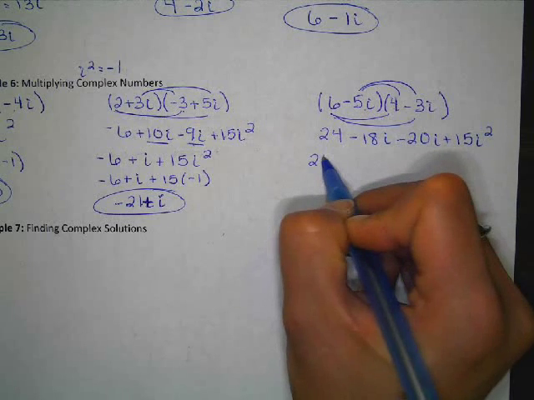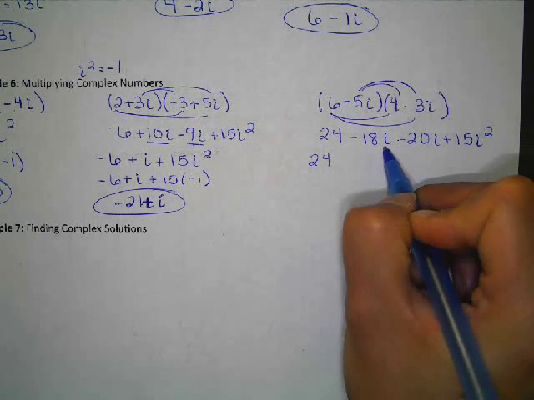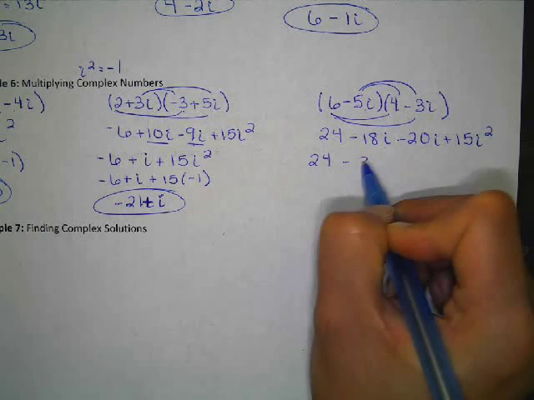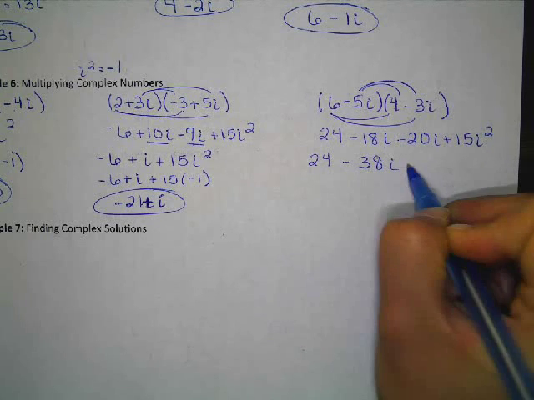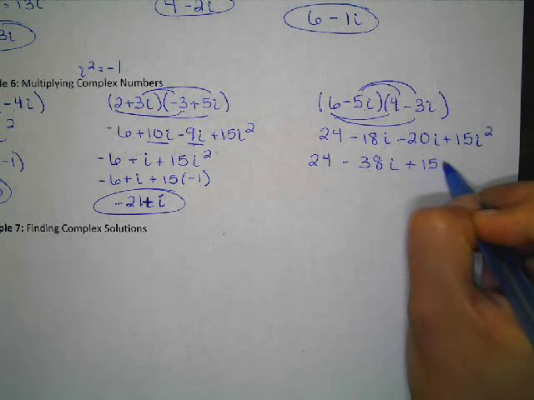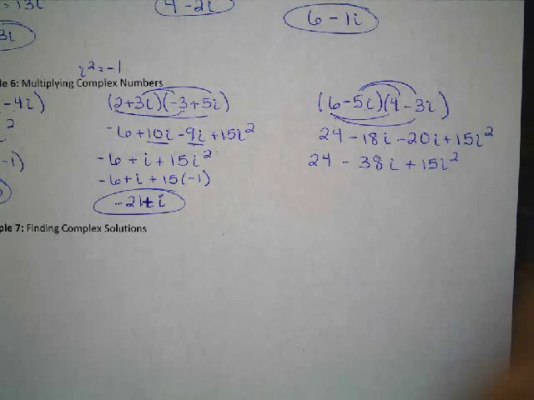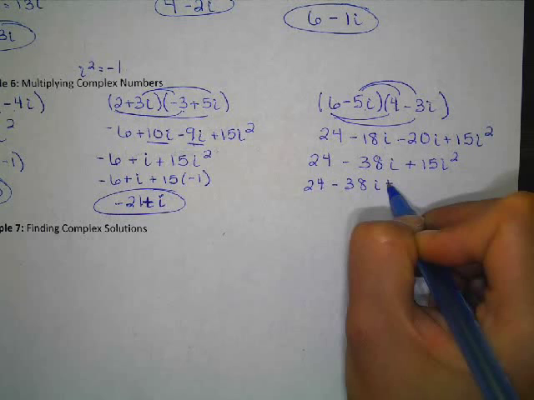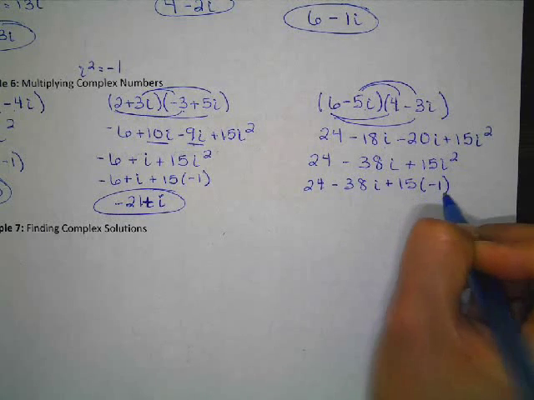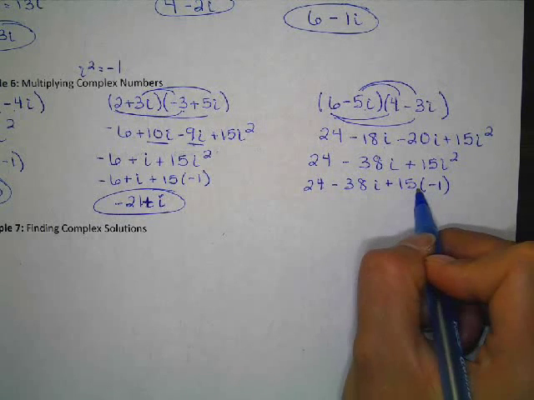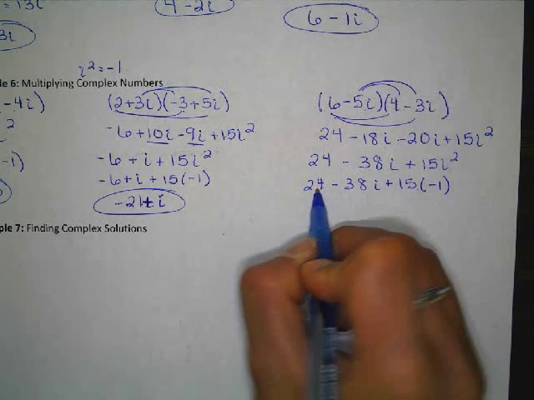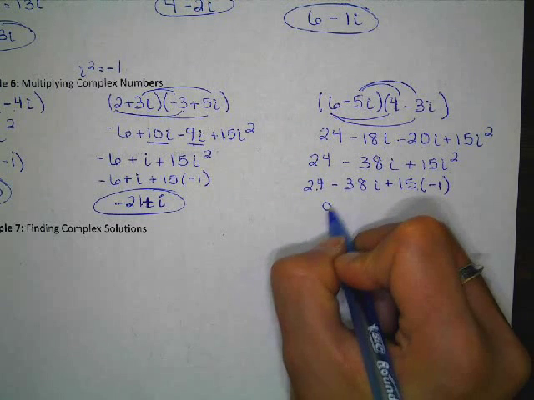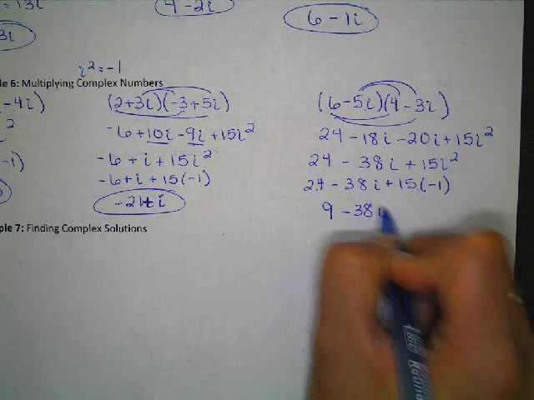Combine your like terms. We have 24 out here. Negative 18i minus 20i gives us negative 38i, plus 15i squared. Again, remember i squared is equal to negative 1. So we really have 15 times negative 1, so that makes negative 15. And this 24 gives us a total of 9 minus 38i.